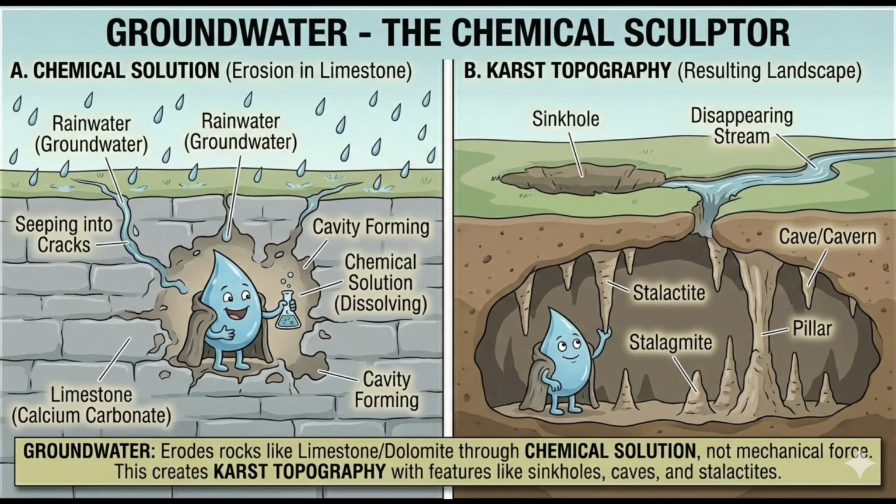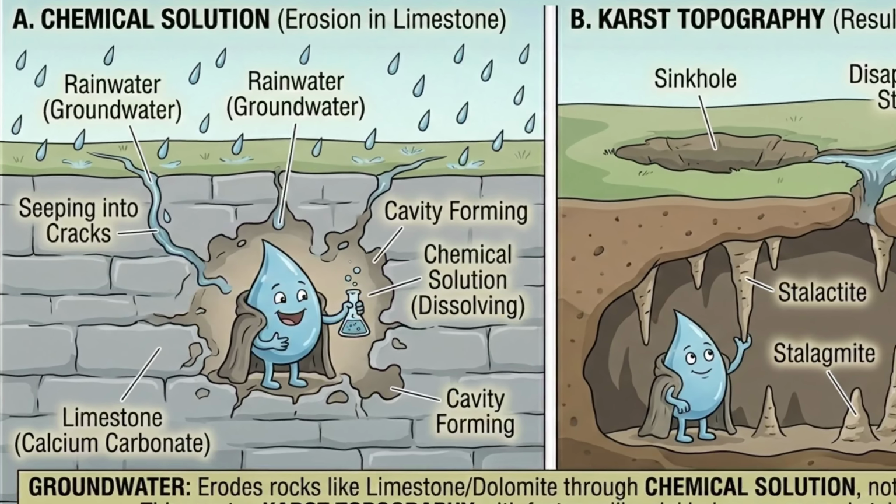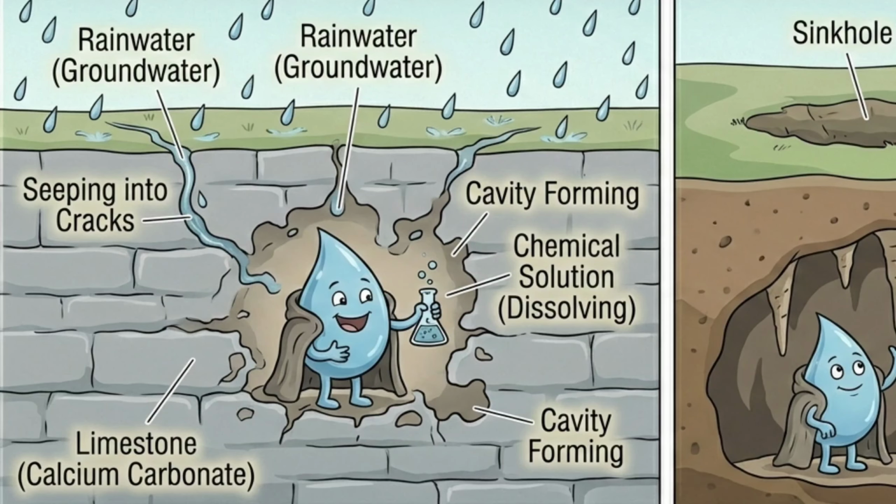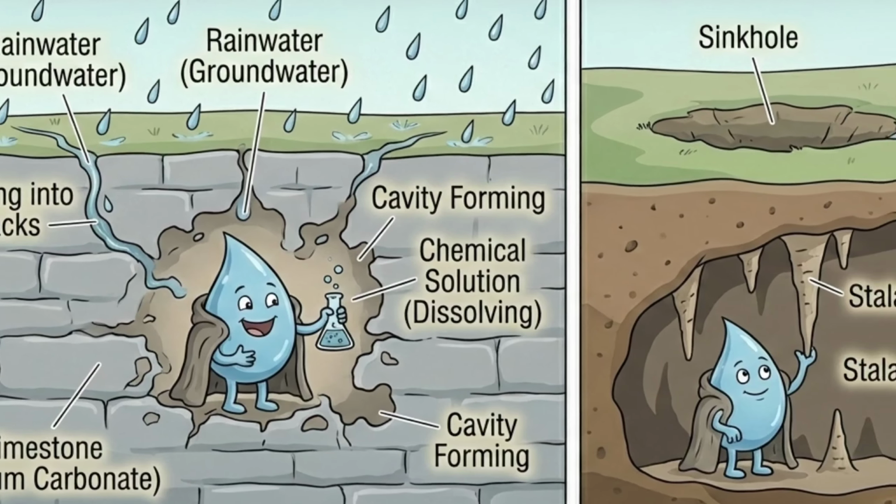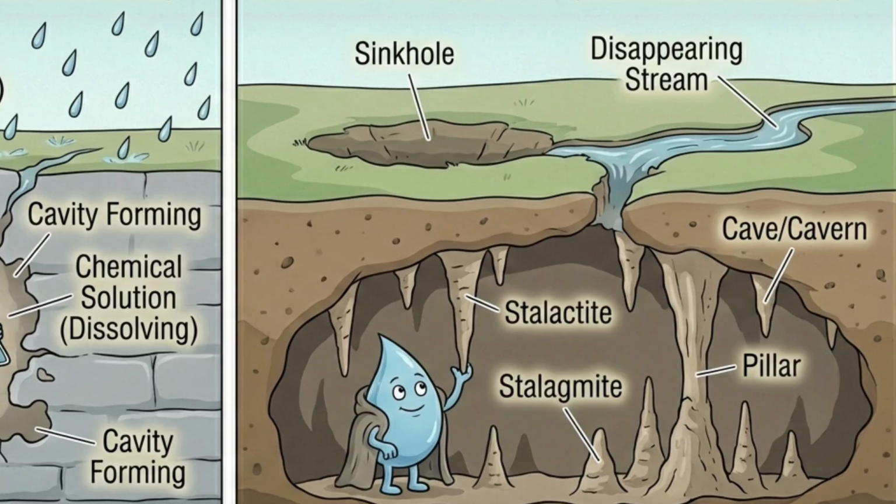Groundwater, the chemical sculptor. We now move underground. Here, the geomorphic agent is groundwater. Unlike rivers, groundwater does not erode by mechanical force. It erodes by chemical solution. This process works best in rocks rich in calcium carbonate like limestone or dolomite. This creates a unique landscape called Karst topography.